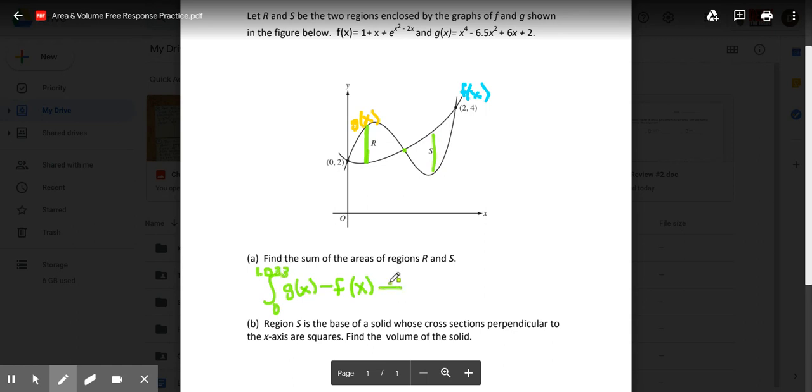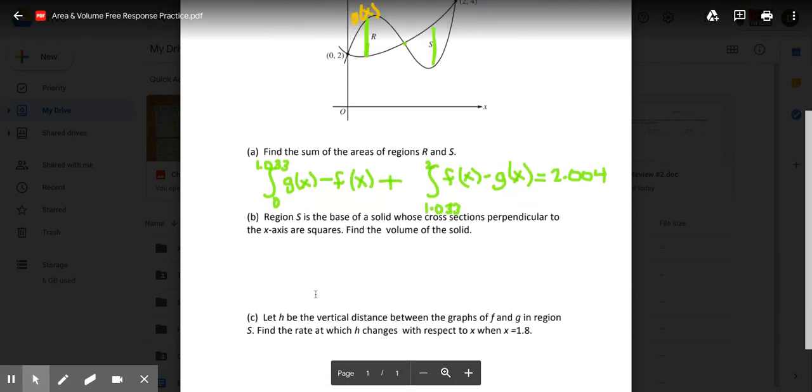All right, and you're adding it to the area of region S. So region S goes from 1.033 to this point of intersection, which is 2. And top curve minus bottom curve would be f of x minus g of x. All right, and this answer ends up being 2.004. All right, so that's how you find the area of that region.